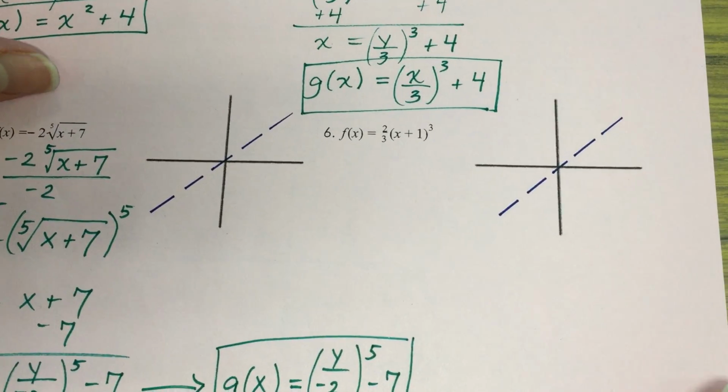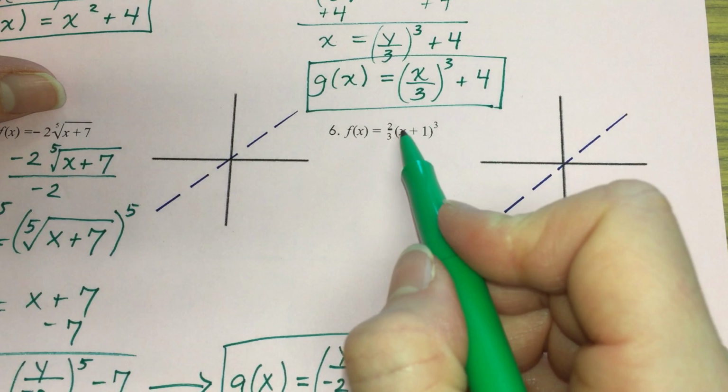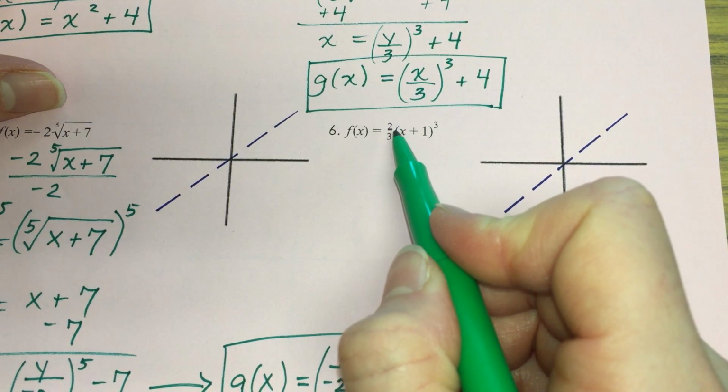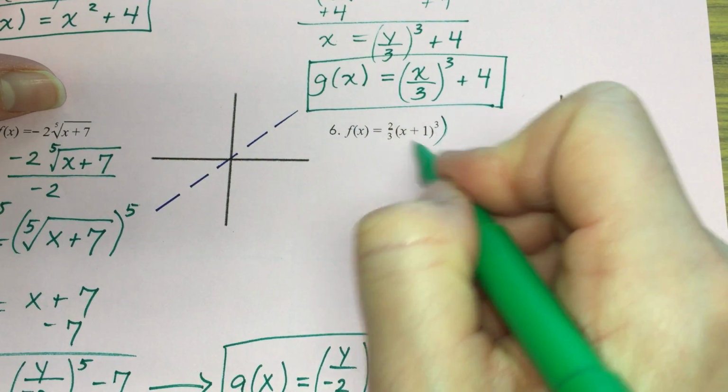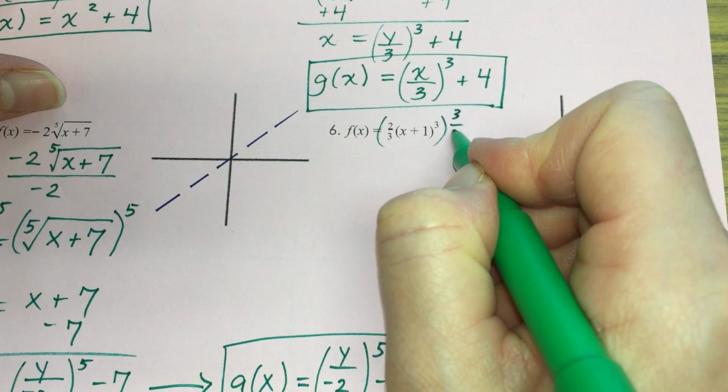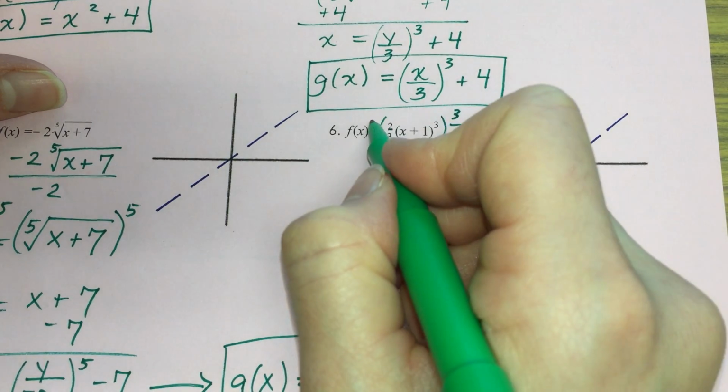And our very last one. How do we undo 2 over 3? It's really times 2 and divide by 3, so we're going to do the opposite. We're going to multiply each side by 3 and divide by 2. You're multiplying each side by the reciprocal there.